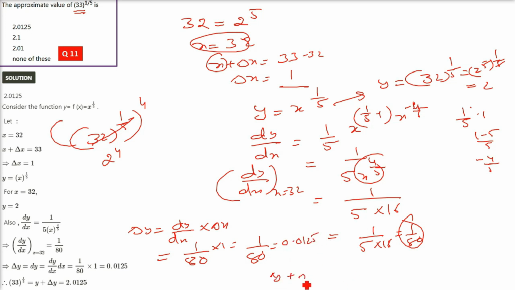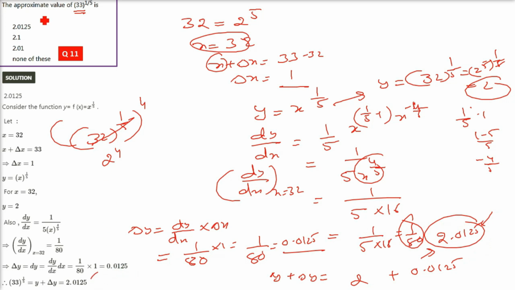And what is y plus delta y? What was the y value when we computed it for 32? It was 2. And the delta y we just computed is 0.0125. When you add these two, the final value will come, which is 2.0125.